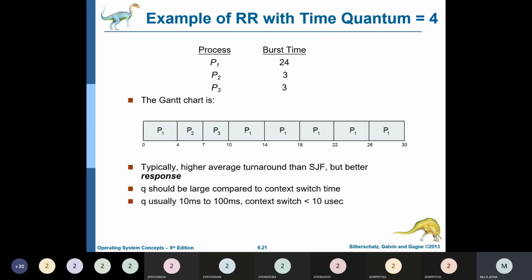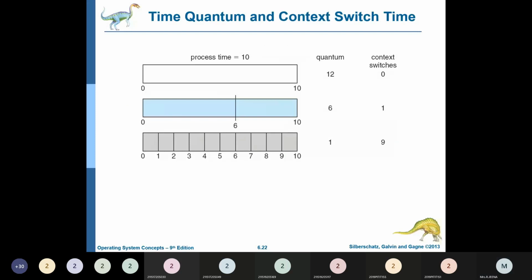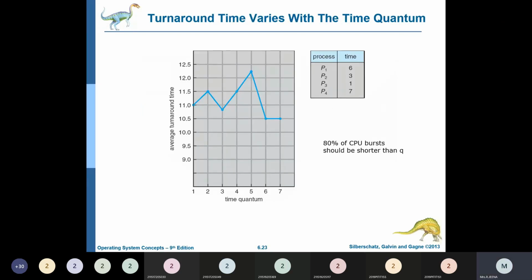For example, if we take the time quantum as 4, until the time is elapsed, that is, until the time becomes 5, it gets processed and it will be sent to the ready queue. And when the right time comes, it gets it again. So this happens in the round robin algorithm. In 80% of cases, the CPU burst should be shorter than the quantum.